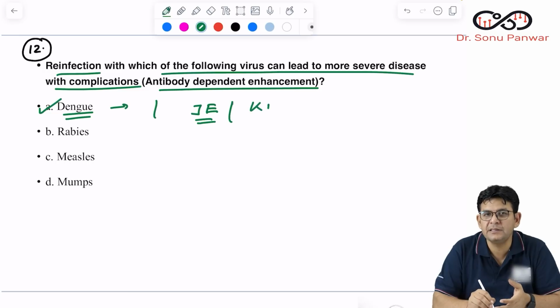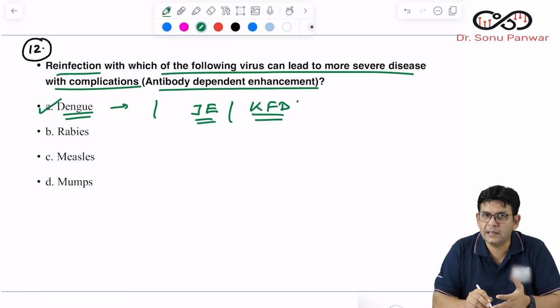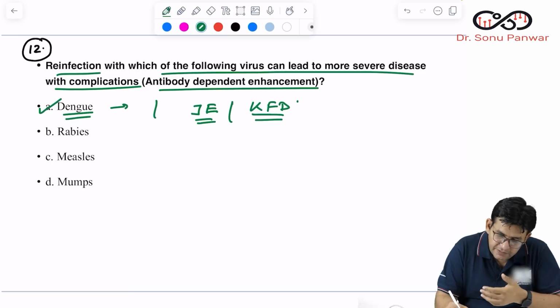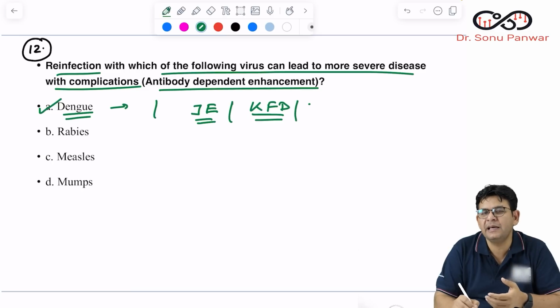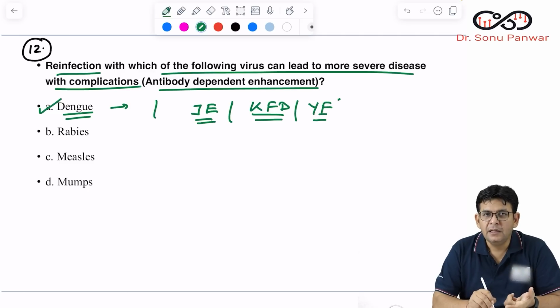Besides that, we have KFD, termed monkey fever. The monkeys are the amplifiers, rats and squirrels are the reservoirs, and the transmitter is a tick. That is monkey fever. Besides that, in this group we have yellow fever. Yellow fever is not there in India. The vaccine is 17D, and now the certificate is lifetime valid. And this 17D vaccine can be given to a pregnant female.